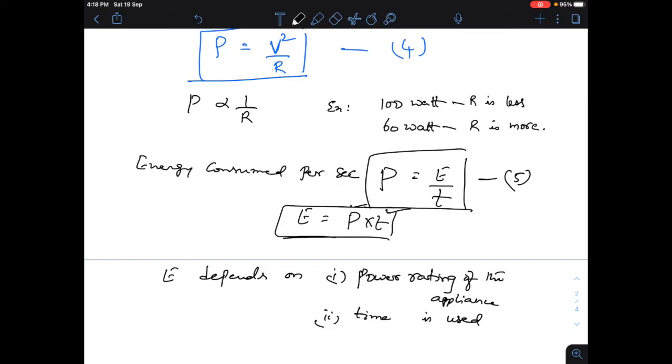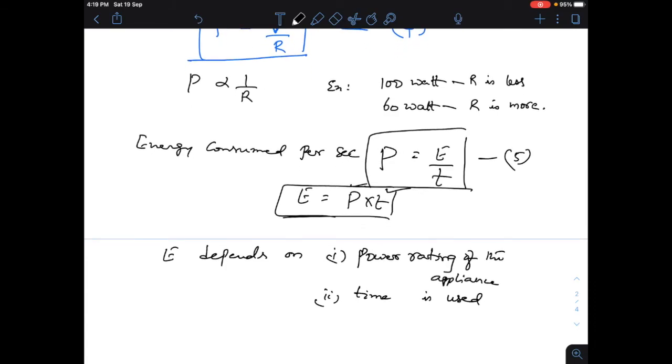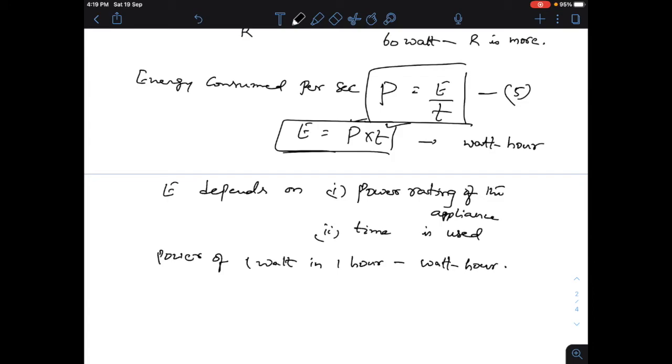The energy consumed by an appliance is measured in terms of watt hour. What do we mean by that? Power of 1 watt in 1 hour, and hence the unit is watt hour. But the commercial unit is kilowatt hour. Commercial unit is kilowatt hour.